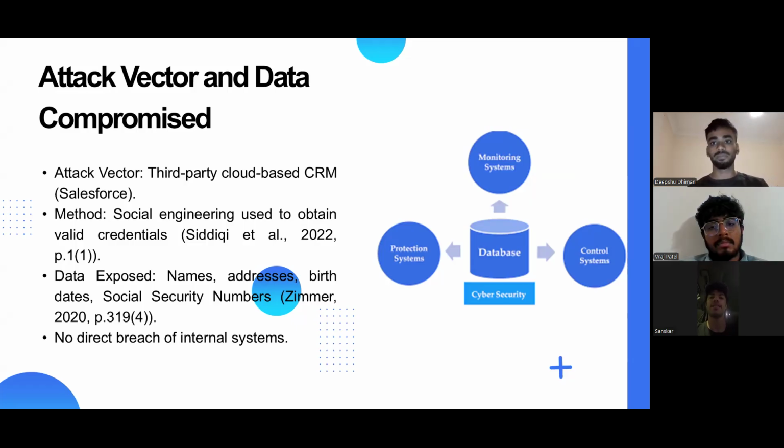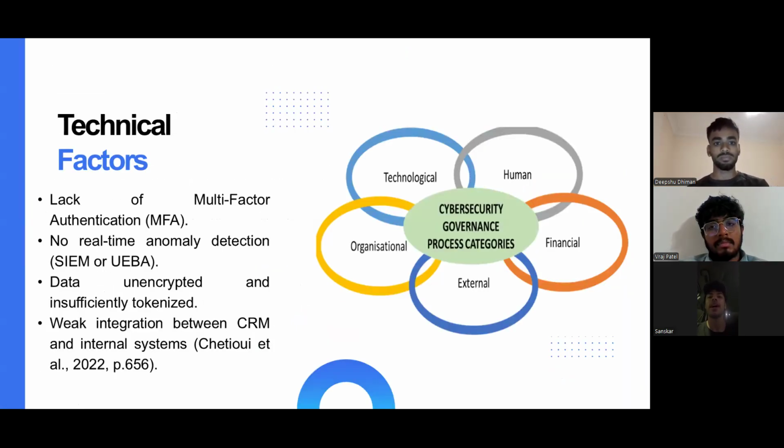Now we are on slide 6, technical factors. Customer data housed on the CRM was not properly encrypted, making the exfiltrated data readable once adversaries had gained access. Technical vulnerabilities were a major factor in the breach. There was no multi-factor authentication for admin users, so any stolen credentials could be reused. The organization did not have any real-time detection tools such as SIEM and UEBA, which could flag malicious activity, another contributing factor to the breach.